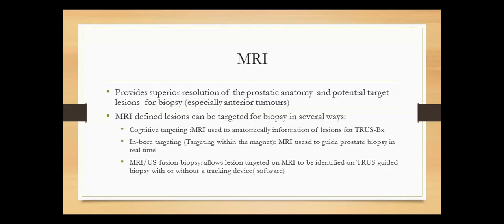And then we have the MRI. The MRI provides superior resolution of prostatic anatomy and potential target lesions for biopsy, especially of the anterior tumors that are not detected by the transrectal biopsy. MRI-defined lesions can be targeted for biopsy in several ways. That is the cognitive targeting, which uses MRI.